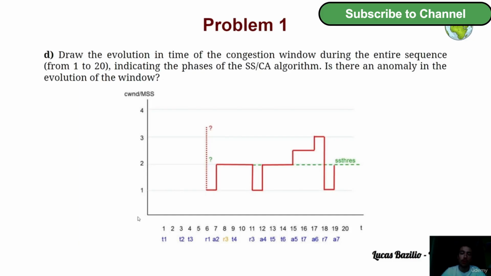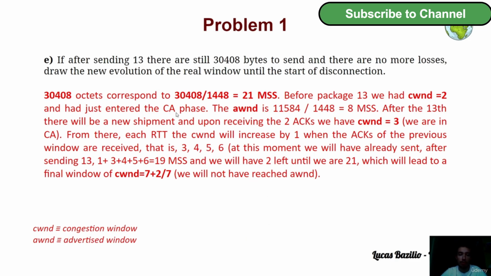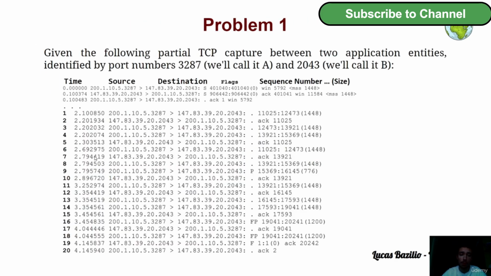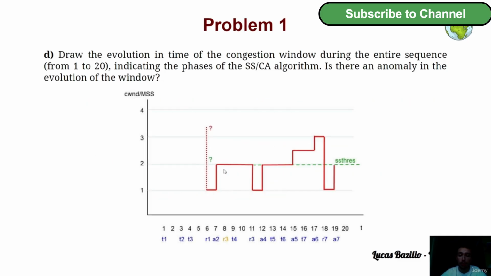Now remember, before the package that we sent, the congestion window was equal to 2. At time 12 we incremented the congestion window to 2 in the slow start phase. So before package 13 we had a congestion window of 2 and we had just entered the congestion avoidance phase, a phase where the congestion window is equal or greater than the slow start threshold. The slow start threshold we discussed in the previous lecture was 2.